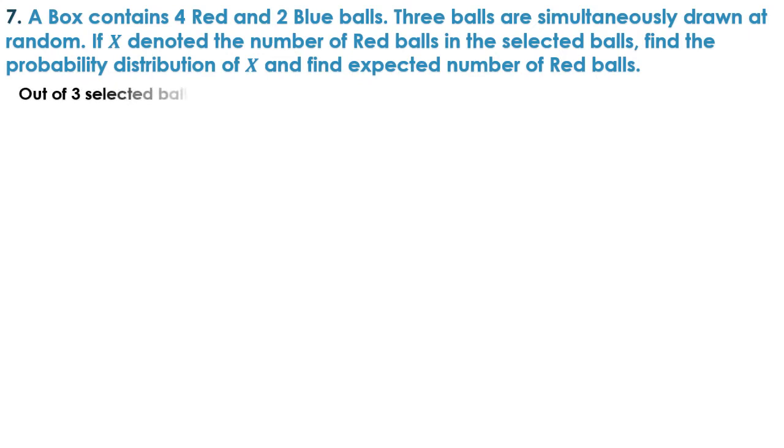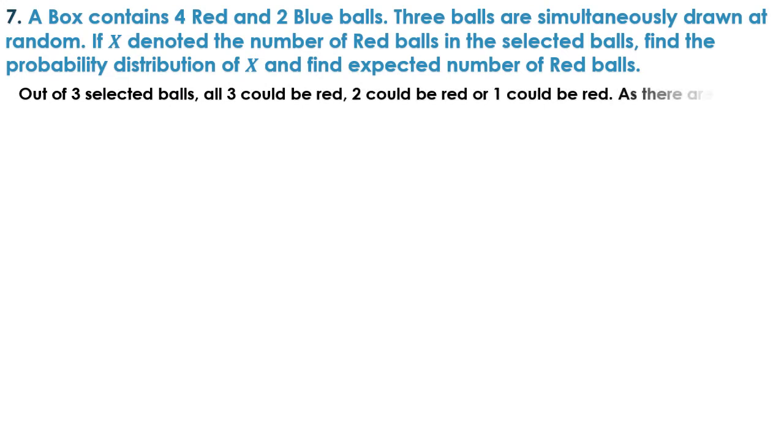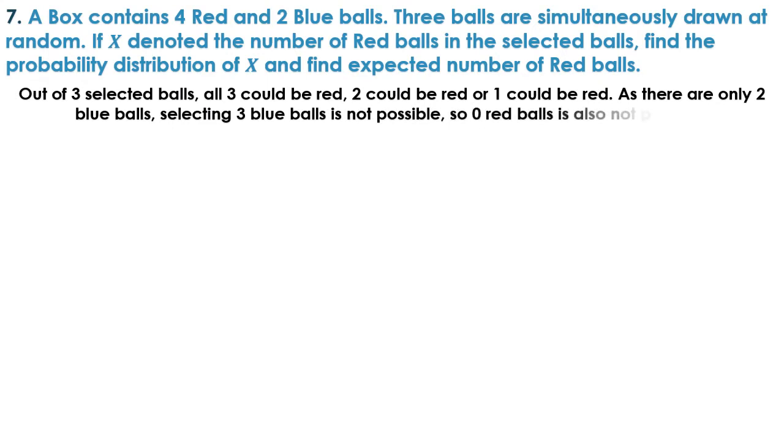So out of 3 selected balls, we know that all 3 could be red, 2 could be red, or 1 could be red. But as there are only 2 blue balls, we can't select 3 blue balls, and that means we can't get 0 red balls. If there had been 3 blue balls, we would have selected all 3 blue balls and got 0 red balls, but that is not possible this time around.